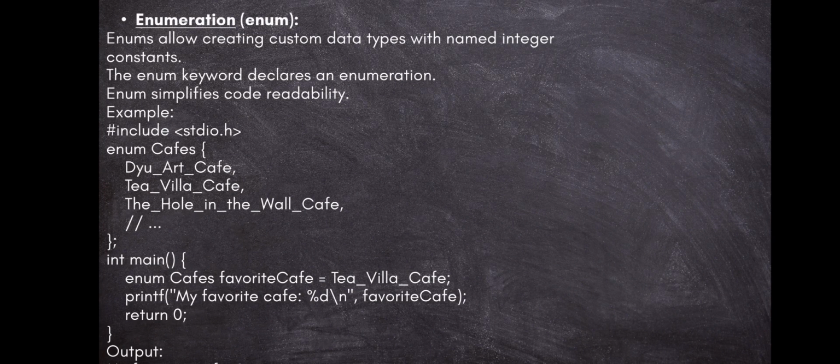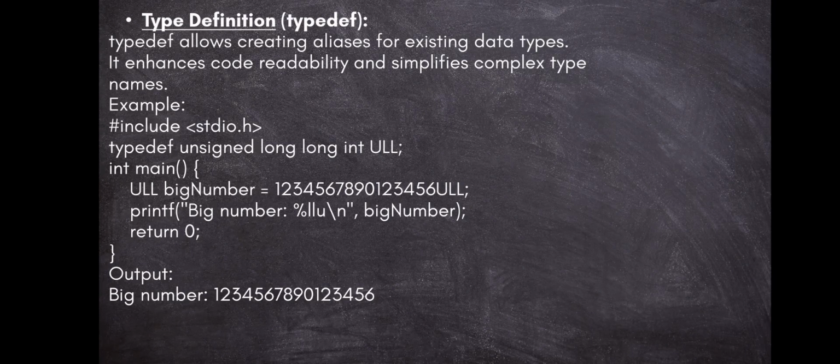In this program, we can see the value allocation of the data types, including enum. Well, the first one has the index number 0, the second one is 1, the third one has the index number 2. So when we asked it to return my favorite cafe, which we assigned as T Villa Cafe, it returned us the value 1. The last one is the typedef, or we better say type definition.